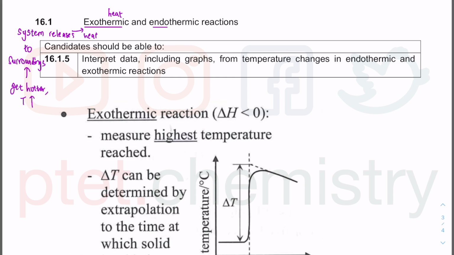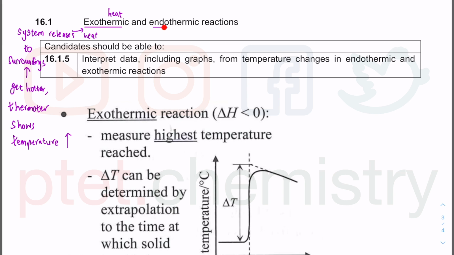And how do you monitor temperature? You would monitor it with a thermometer. You can record temperature by looking at the thermometer. So your thermometer shows temperature going up. The thermometer is the apparatus, and temperature is the reading.